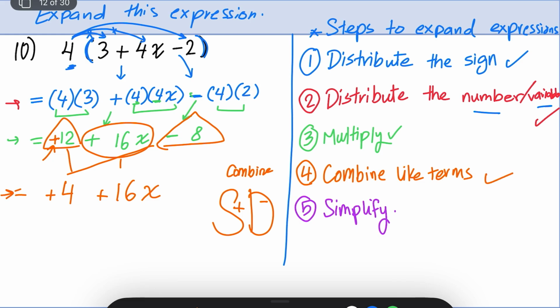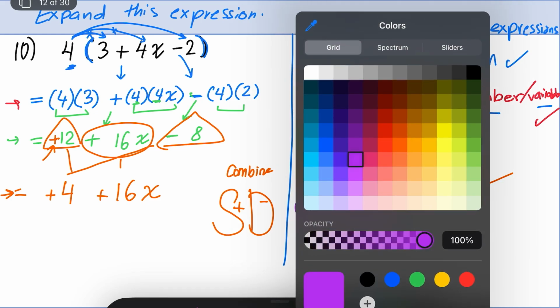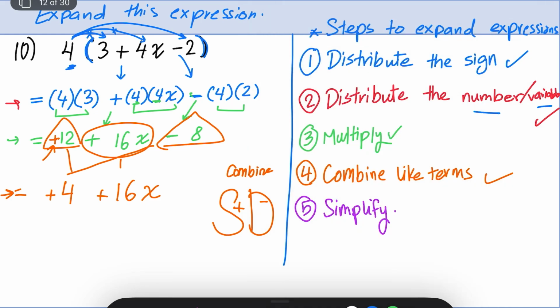I'm done with step number 4. Step number 5, simplify. Do I have anything to simplify? If there was a fraction, then yes, you might think about step number 5 to simplify. But since there is no fraction, no need, we're done. Okay?